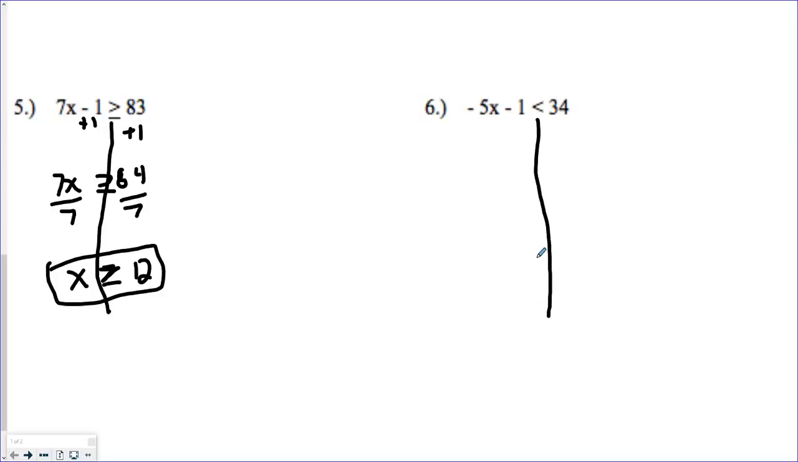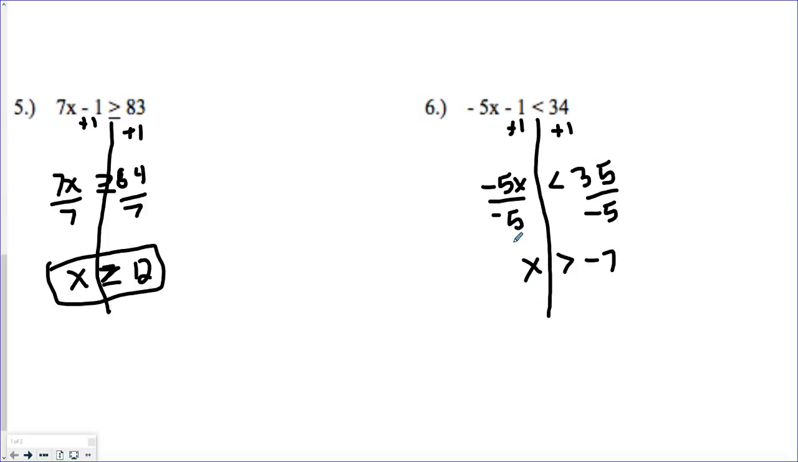So this one has a little bit of a twist. Start the same way. Add 1 to both sides. All good. Negative 5x is less than 35. Now, here's where the trick comes in. I divide by negative 5 because it's being multiplied to the x. But whenever, and this is the golden rule, whenever you divide or multiply by a negative number with an inequality, your middle symbol is going to flip direction. So if I divide by a negative 5, my middle symbol is going to point the other way now. So it'll be x is bigger than negative 7.